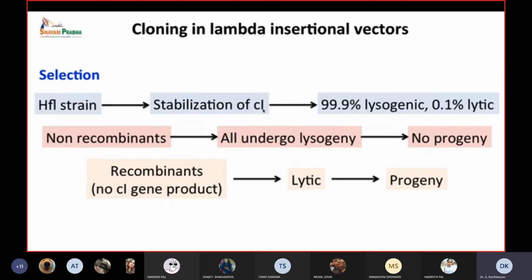So all non-recombinants will not produce a plaque because they are lysogenic. And all the recombinants, because they don't have the CI gene product, will all be lytic, and therefore they can generate the progeny. So you will have clear areas on the lawn of E. coli cells, and those plaques are generated by lysing the E. coli host cells when enough bacteriophage particles are produced. Those clear areas, or plaques, will contain these bacteriophages, which contain the recombinant DNA.